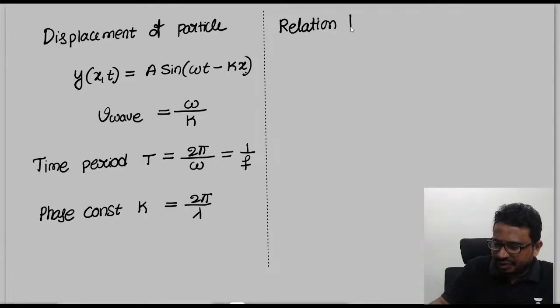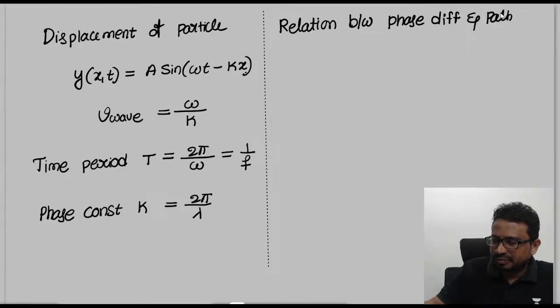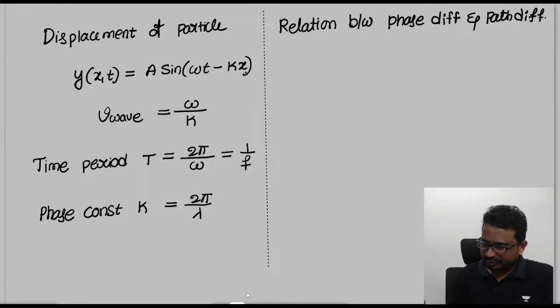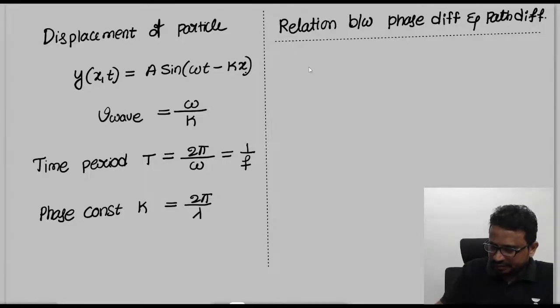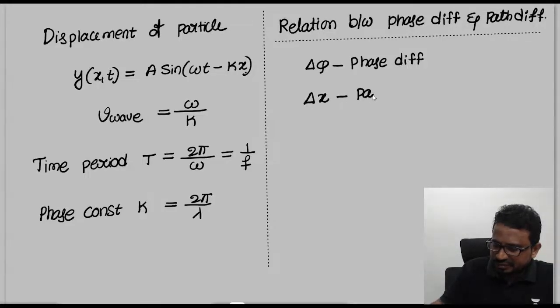The relation between phase difference and path difference. This is another important formula. Look at the relation between phase difference and path difference. So this is delta phi, we are calling it the phase difference. Delta phi is the phase difference. Delta x is the path difference.